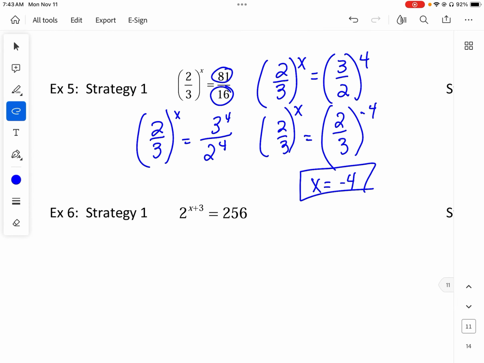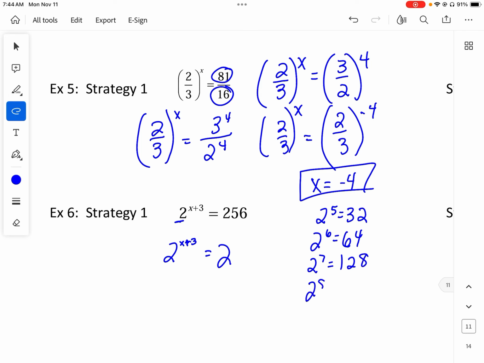Okay, the next one. 2 raised to the x plus 3 equals 256. So I want 2 raised to some power to give me 256 because I want them to be the same bases. So 2 to the x plus 3 equals 2 to some power. So let's start with 2 to the 5th is 32. So keep on doubling it. There we go, 2 to the 8th.